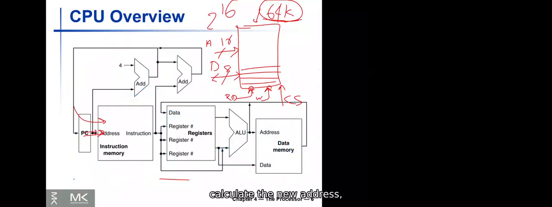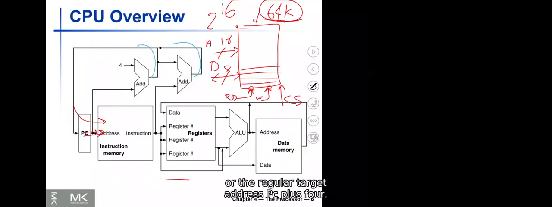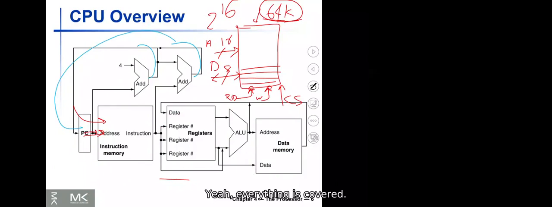So we have calculated both, if it is a branch. If it is a branch instruction, we calculate the new target address, or the regular address, PC plus 4. And depending on the outcome of the branch, it is either taken or not taken, one of them would be the next PC. Okay? So we have talked about everything, yeah? Everything is covered? Instruction memory, PC, register file, ALU, data memory, the adder for PC plus 4, the adder for branch target address. Okay.